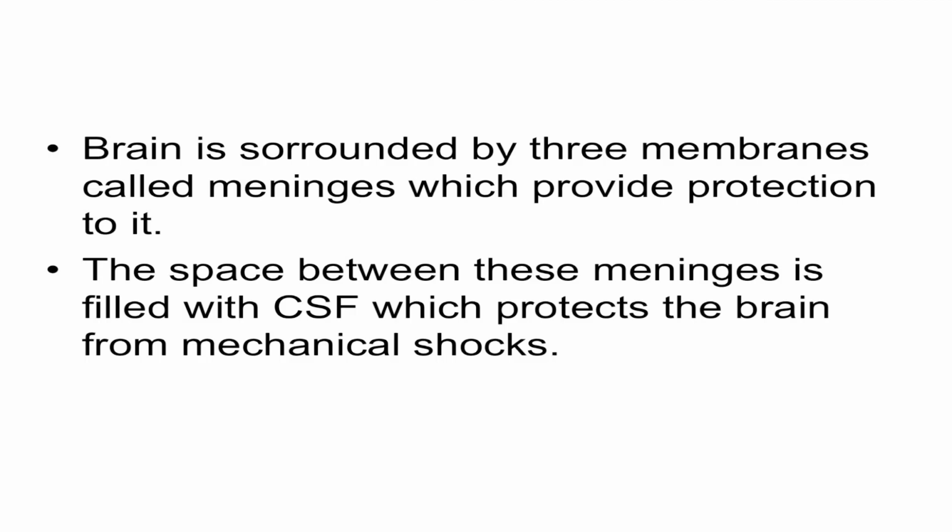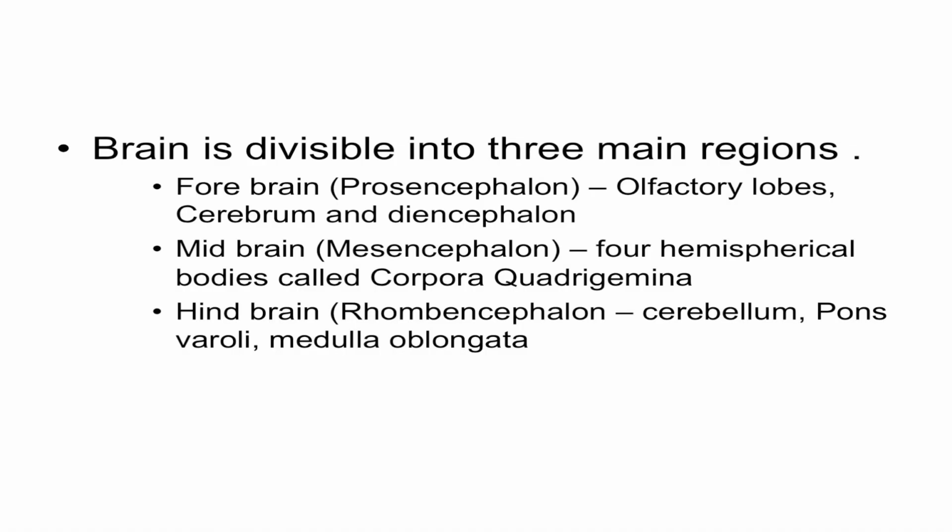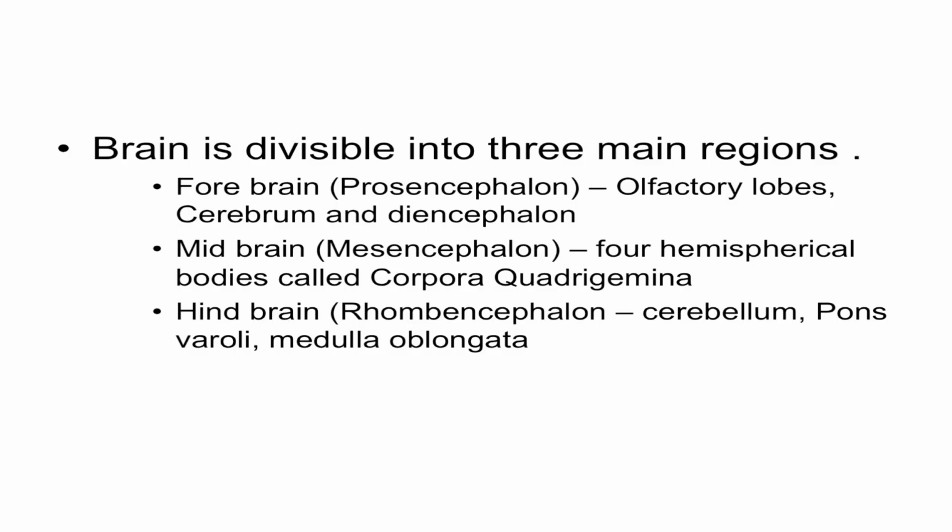The brain is protected by three membranes called meninges: pia mater, dura mater, and arachnoid membrane. The space between the meninges is filled with a fluid called cerebrospinal fluid, which protects the brain from mechanical shocks. The brain is divisible into three regions, mainly forebrain, hindbrain, and midbrain. The study of the brain is called encephalology. The brain is also called encephalon. The forebrain is also called prosencephalon.